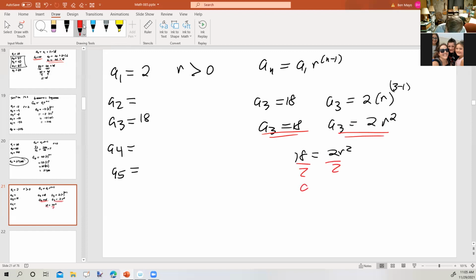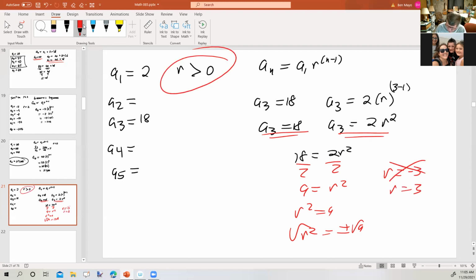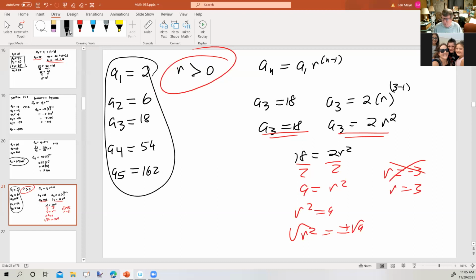Divide both sides by 2, r squared equals 9. Take the square root of it. You get r equals negative 3, r equals 3. However, r is positive, so we throw out the negative. 2 times 3 is 6, times 3 is 18, times 3 is 54, times 3 is 162. And there we have it. Find the first 5 terms. Any questions there? Okay.